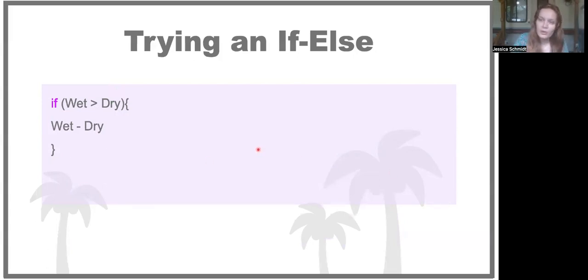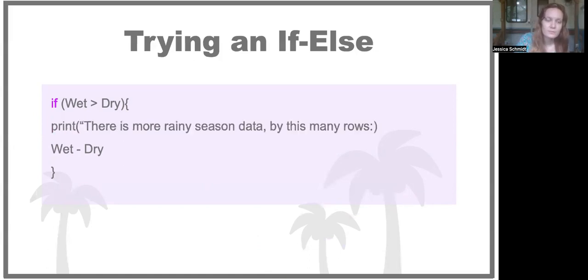And we can also do multiple outputs in the code block too, because right now, just calculating wet minus dry isn't really doing too much for us. So what I'm hoping we can do is multiple outputs to make it a little bit more useful with a message. Now look at this. If wet is greater than dry, print, there is more rainy season data by this many rows, wet minus dry. So by doing this, and of course I would like you to try, we should be getting this result. There is more rainy season data by this many rows, 32. So it's now becoming a much more useful and informative function.